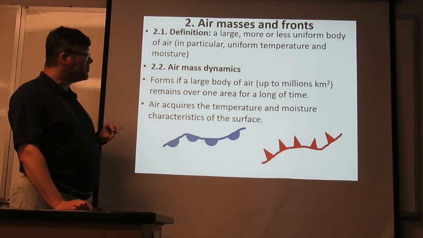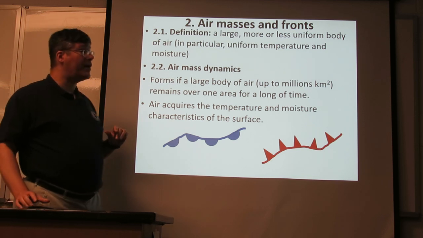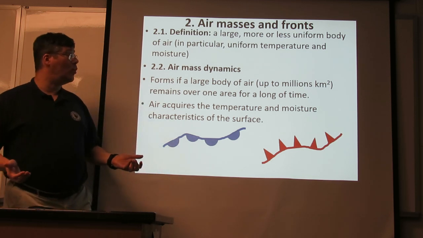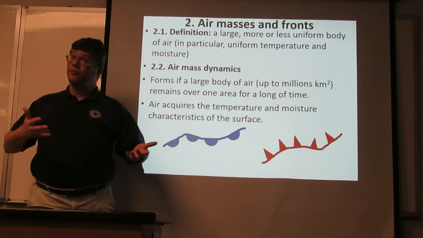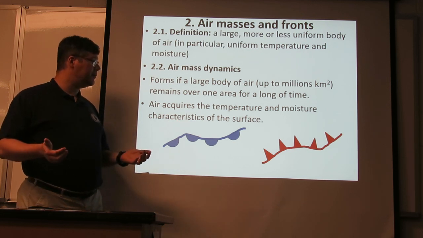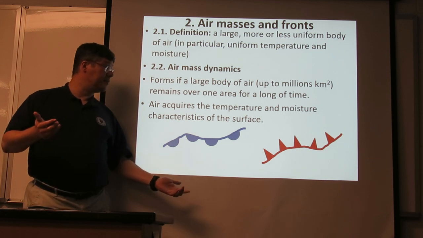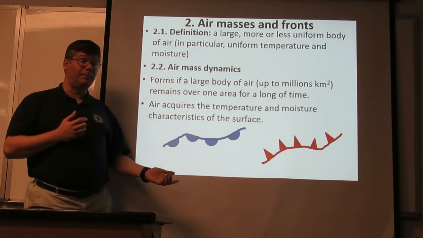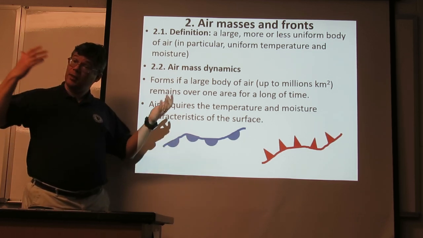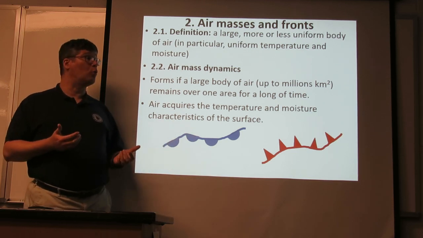How do we make an air mass? Well, if we've got a bunch of air that's sitting in one place for a while, it will get features typical of where it is. Whether it's in a warm place, a cold place, a wet place, a dry place, the air will tend to get hot or cold, wet or dry.